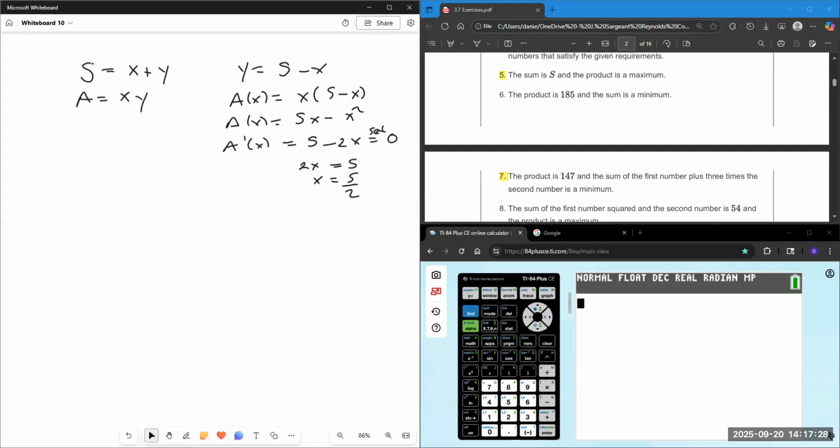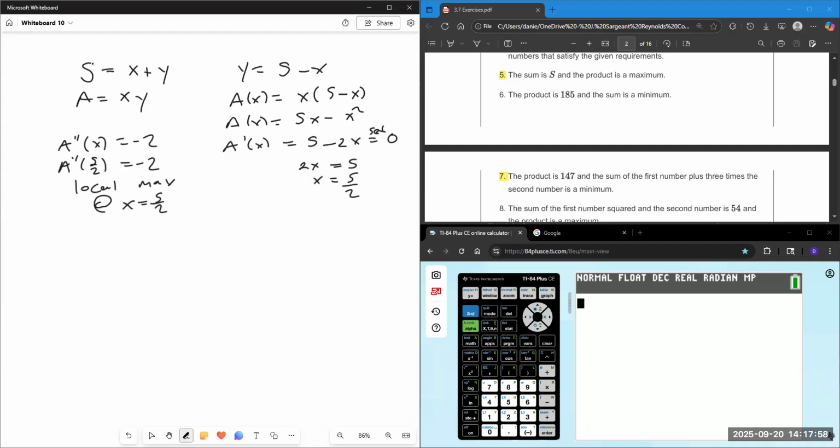Now, because I don't have a number for S here, I really don't want to try to do the first derivative test if I don't have to. Let me try the second derivative test here. Second derivative is going to be a -2, and if I plug S over 2 in for x, I'm still going to get a -2.